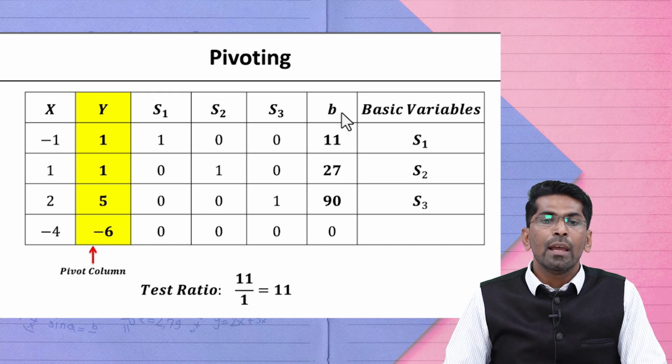So it will become 11 by 1, which is equal to 11. Then 27 divided by 1, which is equal to 27. Then 90 divided by 5, which is equal to 18. So these are the test ratios.